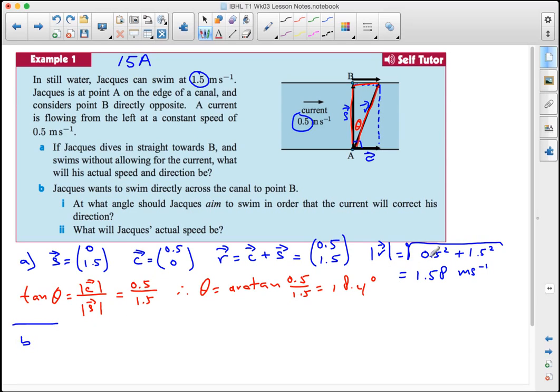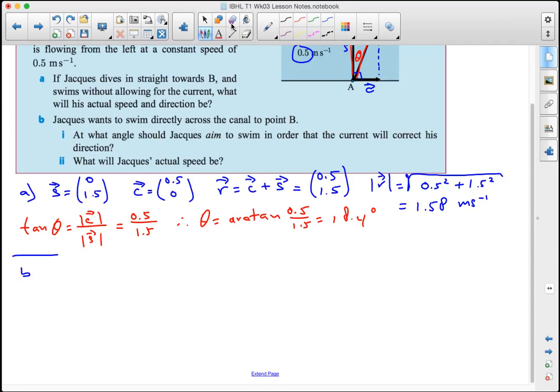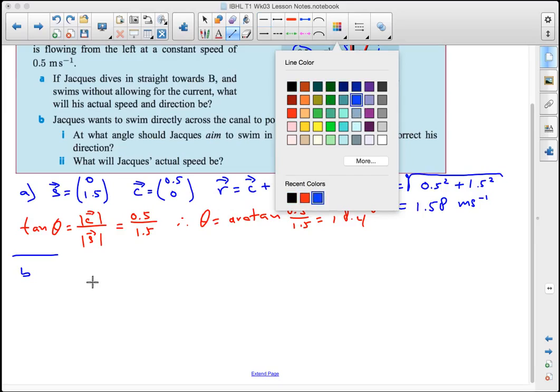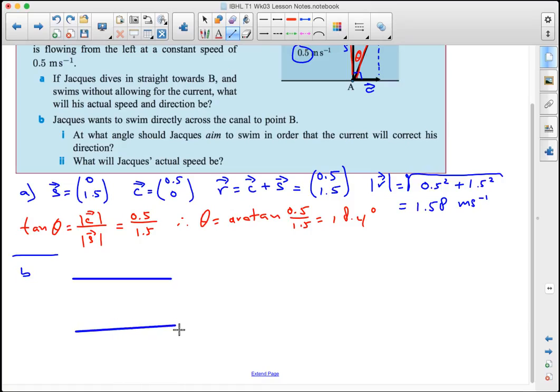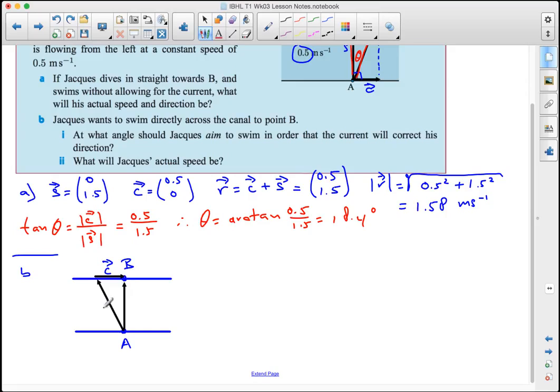For part B, we just need a new river. Let's make it blue. There we go, a new river. And we have point A here still. We have point B here. Now this time, Jacques wants to go from A to B still, but he's not going to swim there directly. Instead, he's going to swim a little bit against the current. He's going to swim in that direction, so that when the current takes him, it brings him to point B. So we have the current C again, and this is now S for Jacques swimming, and this is the resulting vector, which is perpendicular to the river.